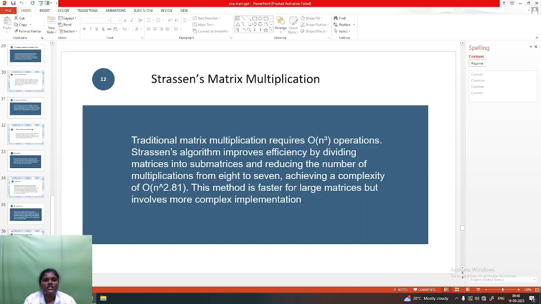Next one, traditional matrix multiplication. Traditional matrix multiplication requires O(n³) operations. Strassen's algorithm improves efficiency by dividing matrices into submatrices and reducing the number of multiplications from 8 to 7, achieving a complexity of O(n^2.81). This method is faster for large matrices but involves more complex implementation.